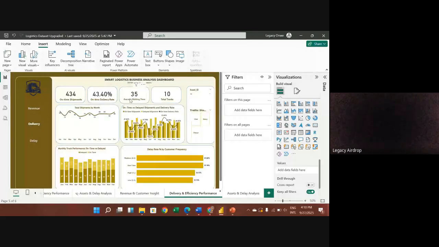this page looks at delivery performance and efficiency. The on-time delivery rate is relatively low at 43.40%, with 434 on-time shipments. The average waiting time is 35 hours. Here we see total shipments remain stable, ranging from 77 to 94 per month. So the demand side is steady. The real challenge comes when we compare this with on-time versus delayed shipments. Across all the months, delayed shipments consistently outnumbered on-time shipments.